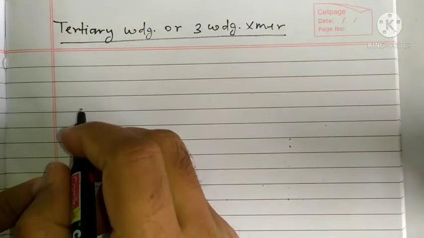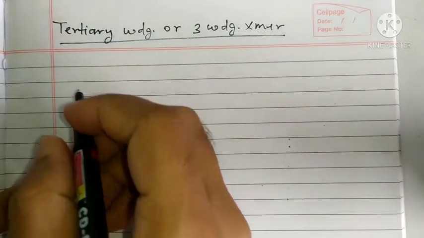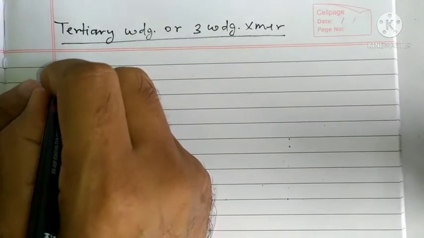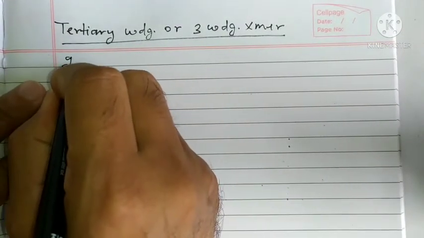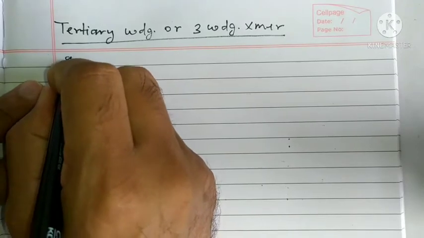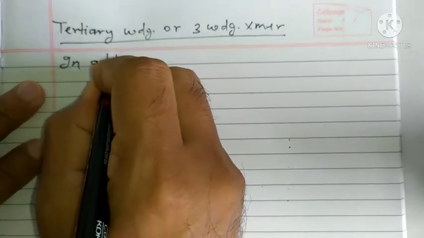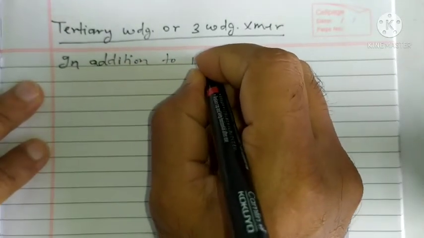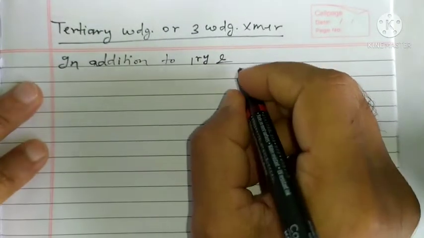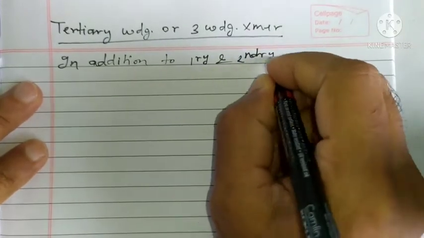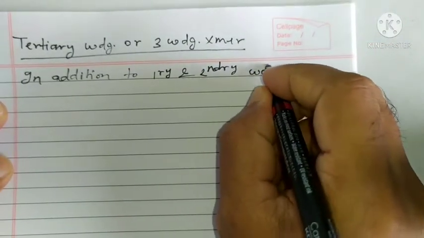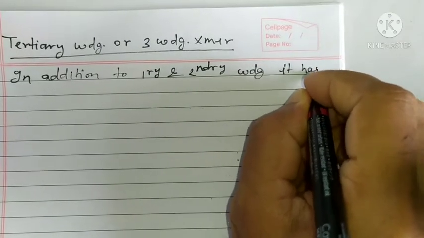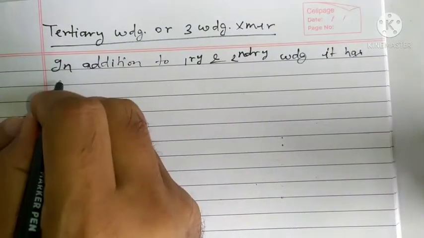Let us see tertiary winding or three winding transformer. So in addition to primary and secondary winding, it has third winding also. In addition to primary and secondary winding, this transformer has third winding.